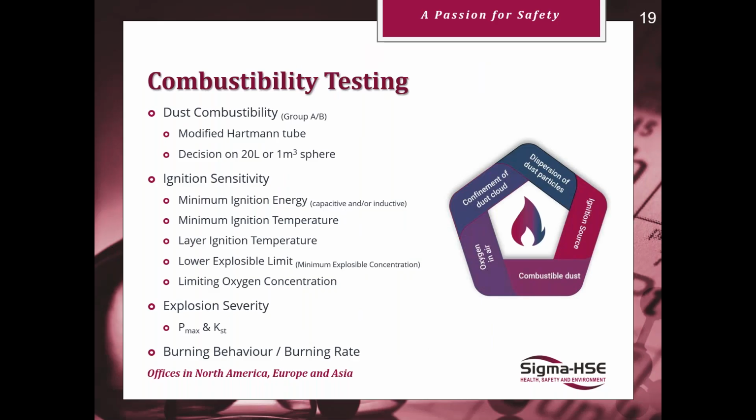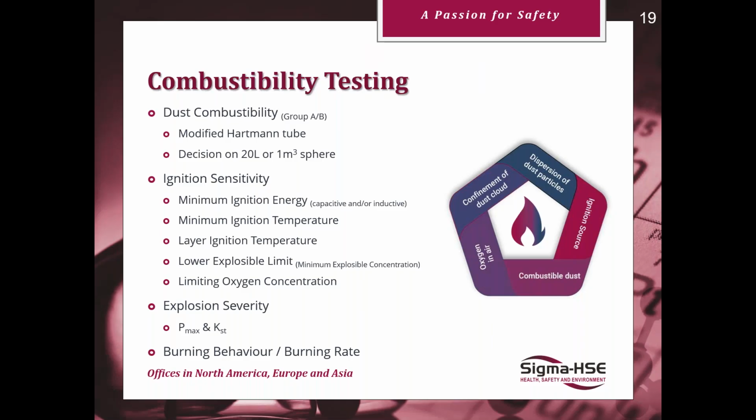So there are various tests available for dust combustibility or explosibility, and they tend to explore either 1, 2, 3, or all of the parameters in that explosion pentagon, so that appropriate controls can be put in place to handle the materials. Firstly, we can establish whether the material or dust is actually classed as being combustible, and it can be screened in the Hartmann tube, or the decision rule is taken to a 20-litre or 1-metre cube sphere. When we know the material is classed as combustible, then we should look at the sensitivity and severity tests.